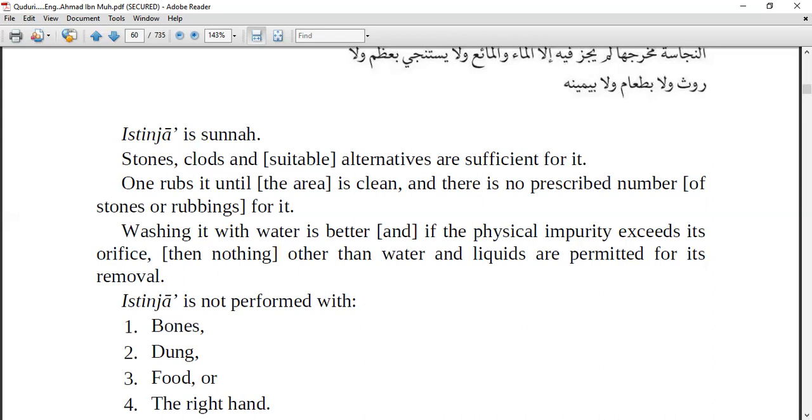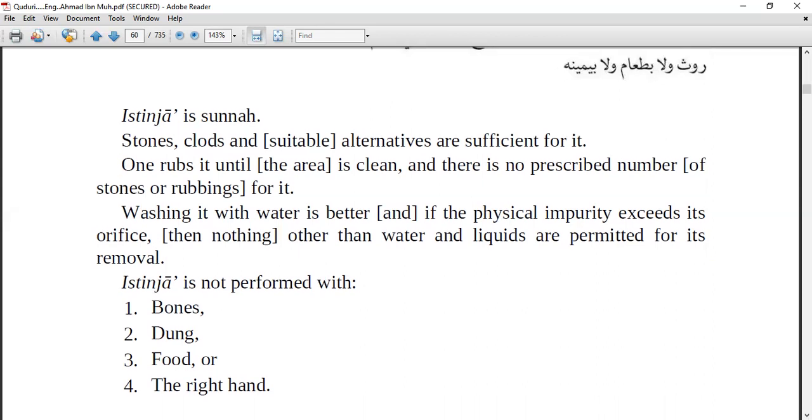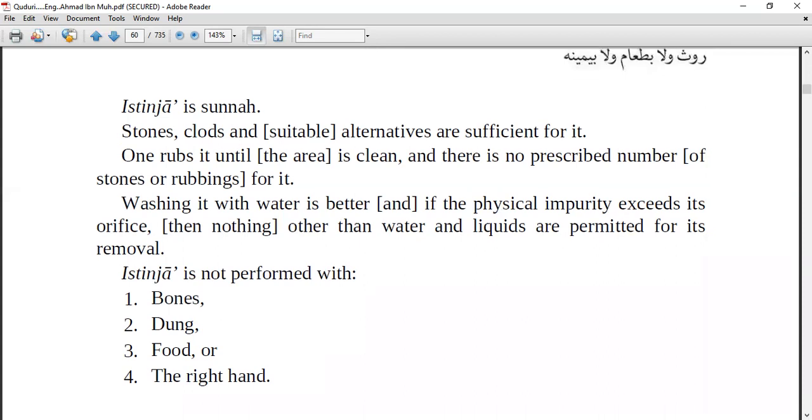And why not dung? Because first of all, it is an impurity in itself. You cannot wipe away an impurity with other impurity. Second of all, the same hadith mentioned that you should not do istinja with dung because it is the fodder for the animals of the jinn. And you cannot perform istinja with food items. Why? Because it is a waste of food. And neither the right hand, because the right hand is not for such things.